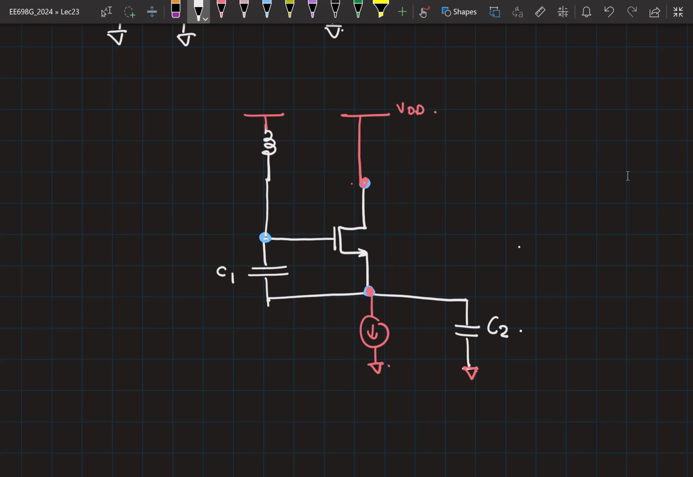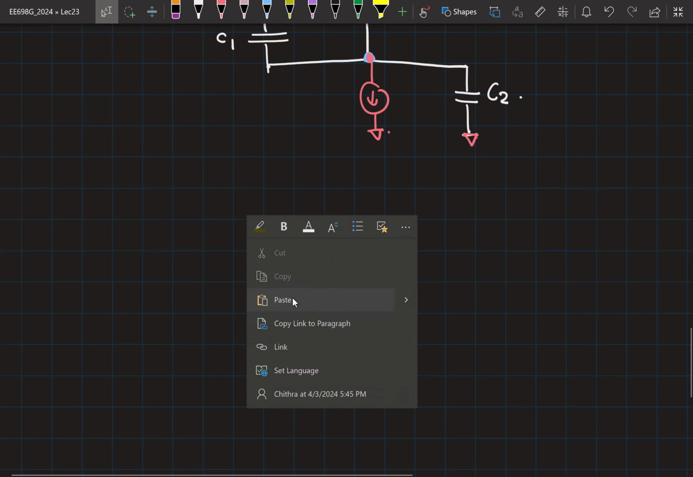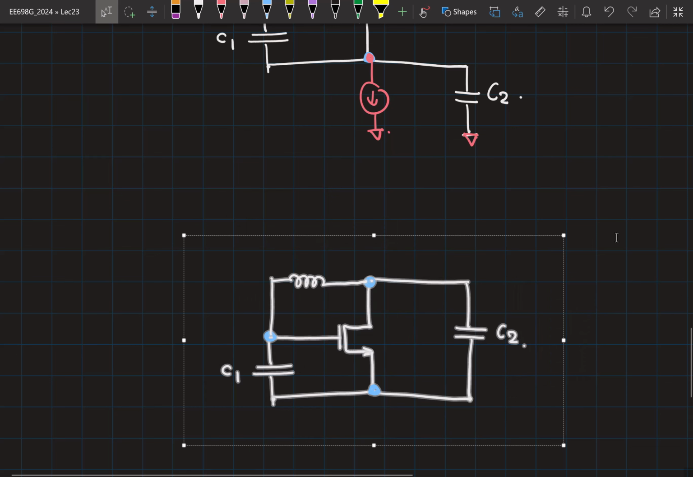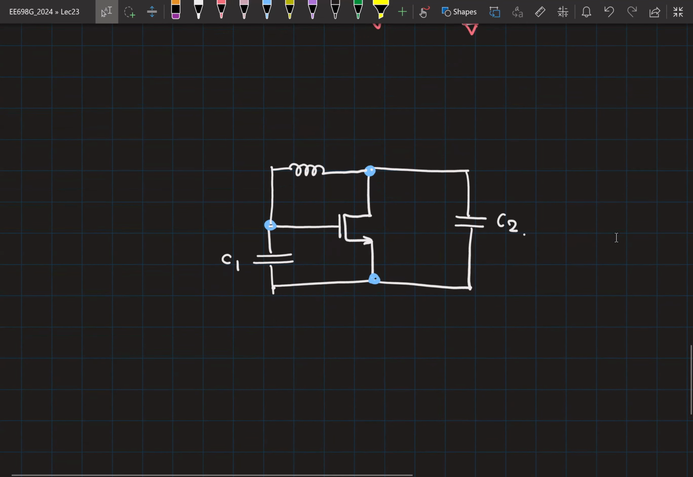So this is another popular architecture that is used. You can also keep the gate as your AC ground. So how do I make the gate the AC ground? I can connect it to VDD, or I could connect it to some V bias, some bias voltage. Can you comment on what I should do here?